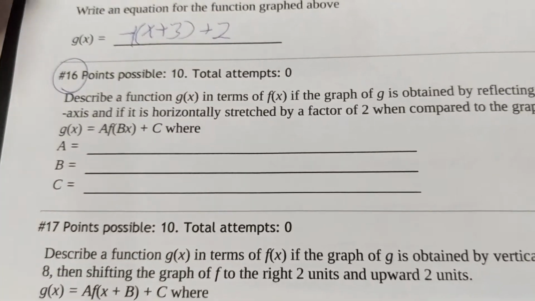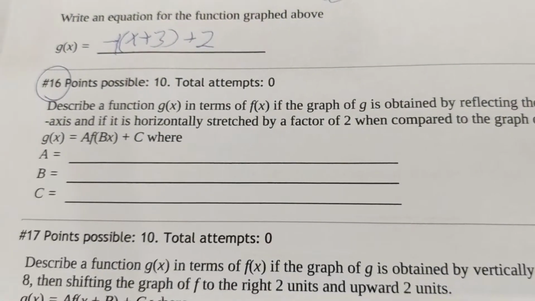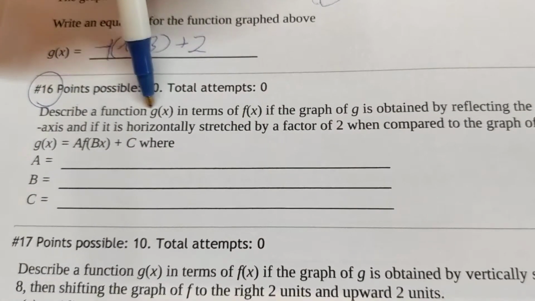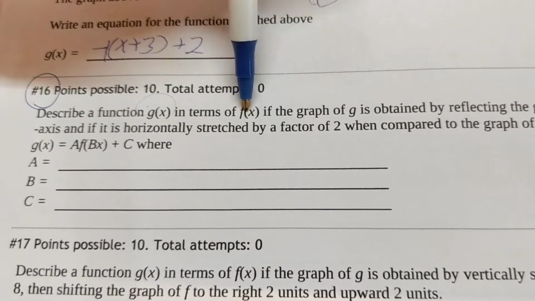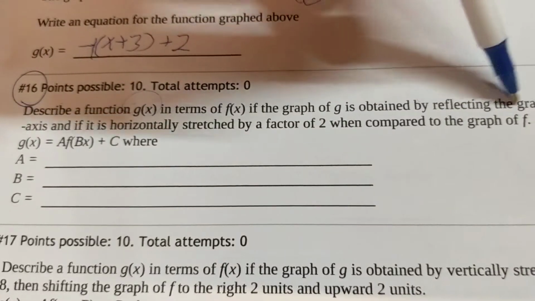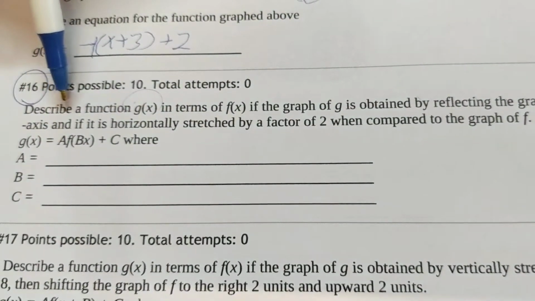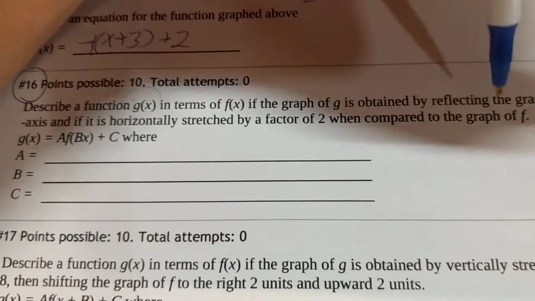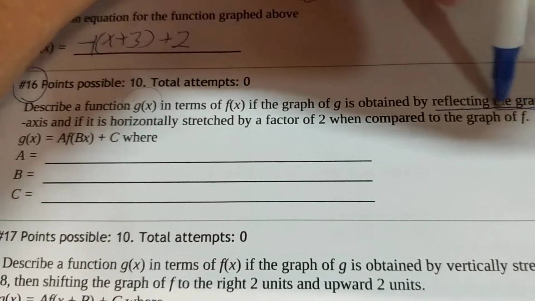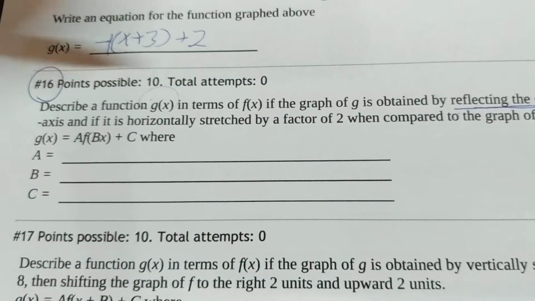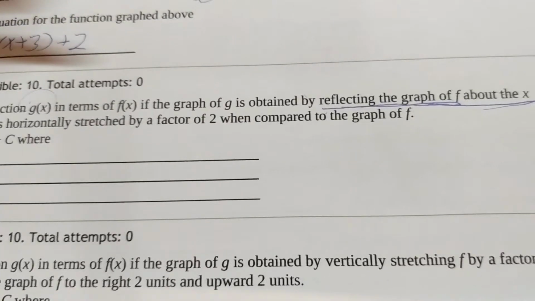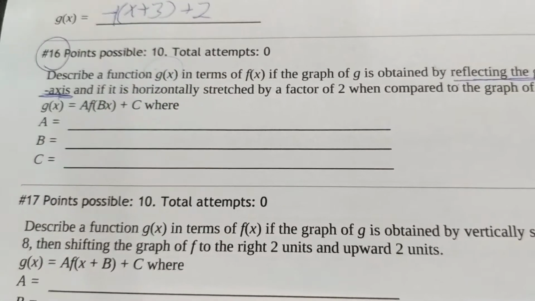Wanted to talk about this too. It's a little bit weird. Number 16, they describe a function g in terms of f. It's obtained by, what did you do? You reflected f about the x-axis. Okay, so we reflected the graph of f about the x-axis, so that's an up and down flip.